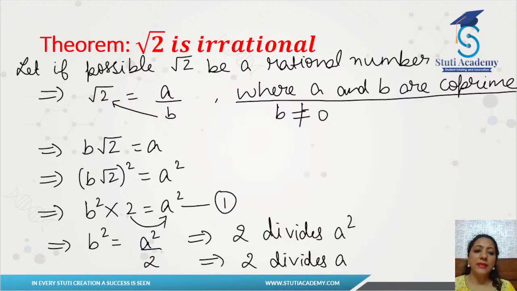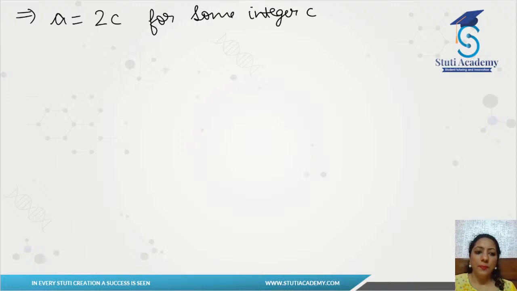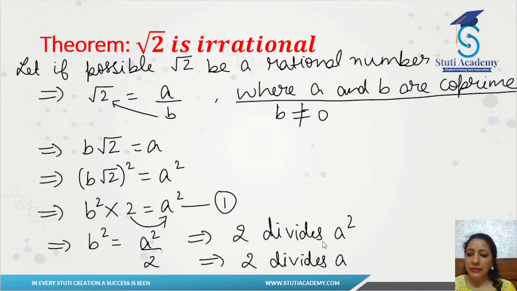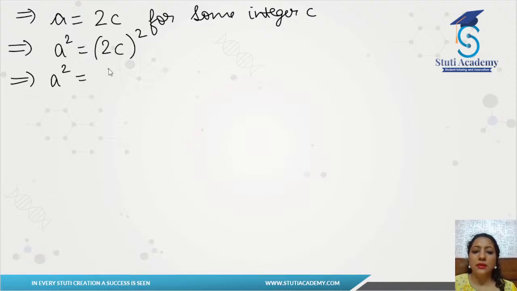Now if 2 divides a, we can write a as 2 times c for some integer c. I'm repeating this: if 2 divides a, then a is equal to 2c for some integer c. Now we are going to square both the sides. So we'll get a square is equal to 2c square. Then this will be a square is equal to 4c square. Now this I'm naming as the second equation.